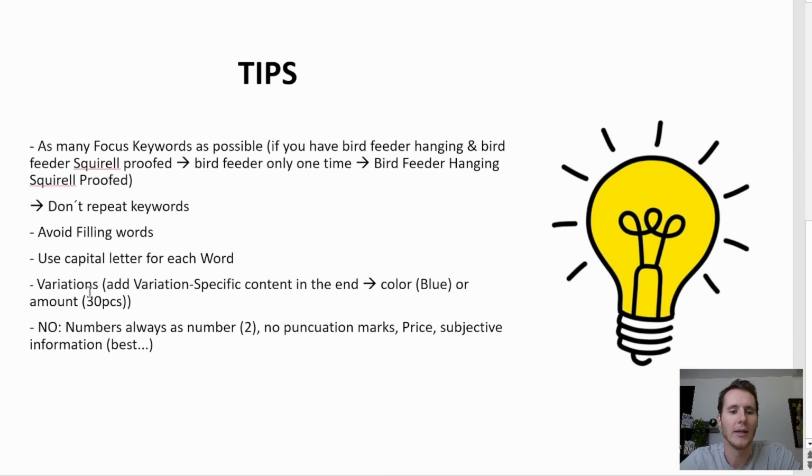Then coming back, if you have variations, in the end of the title of your variation, so not of the parent but of the child, if you edit the title, then in the end of the title you want to describe your color or your product variation. So if it's a color, for example, you add blue to it or red. Or if your product differs in regards to the amount of products you have in the package, then you could say 30 pieces or 60 pieces, etc. And you also want to make sure that you have no numbers written as words. You can have numbers, but don't write it as a word, but write 2 or 3 or 4 as a number. Then you don't want to have punctuation marks.